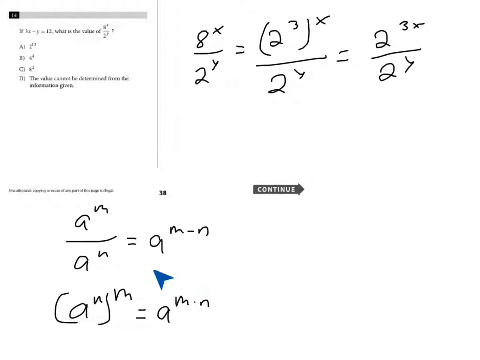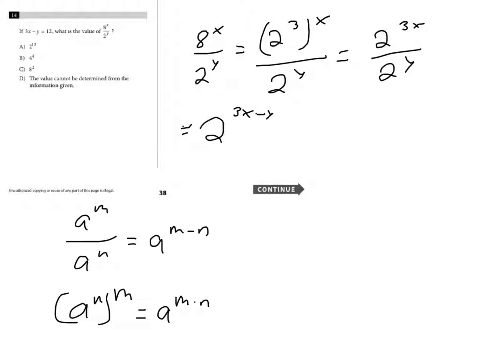What does our first law of exponents say? If you have a base to a power divided by a base to another power, we can just subtract the exponents. So we have a base, 2 to a power, which is 3x, and another base, 2 to another power, y, and it's being divided. That will allow us to now write 2 to the, subtract the exponents, 3x minus y.